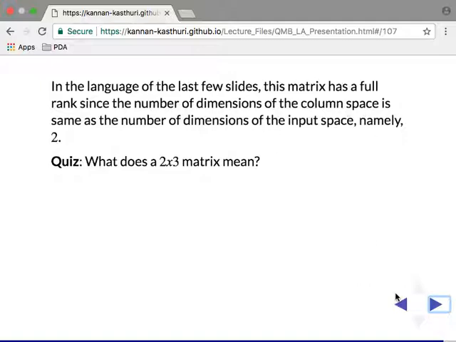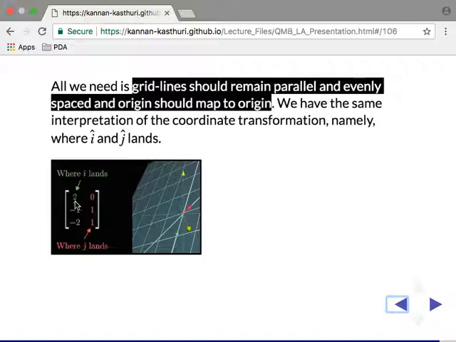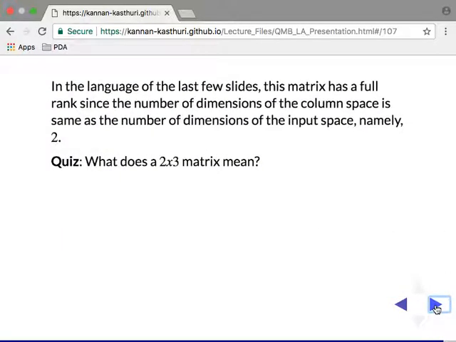Yeah, the previous was 3 by 2. So what does 2 by 3 mean, from a more transformation point of view?